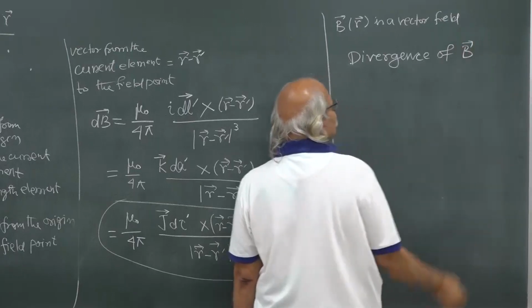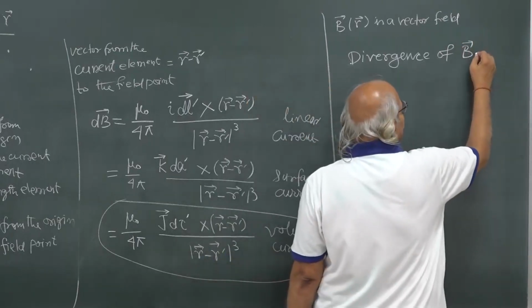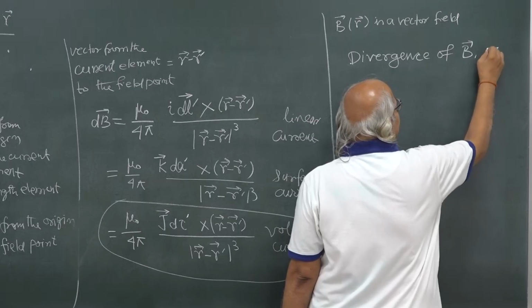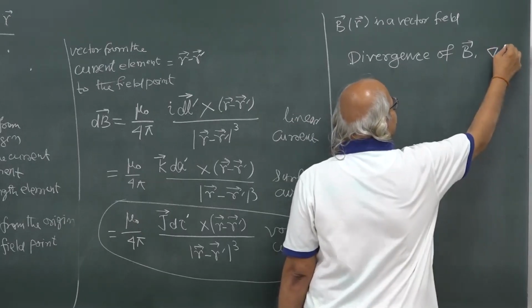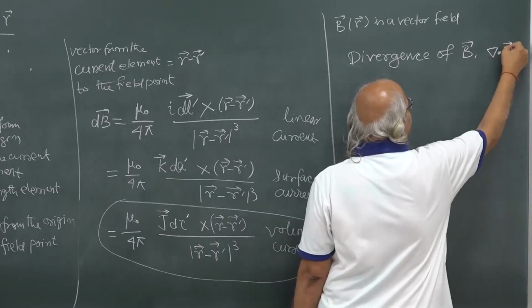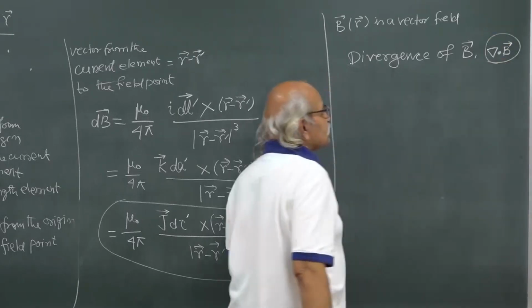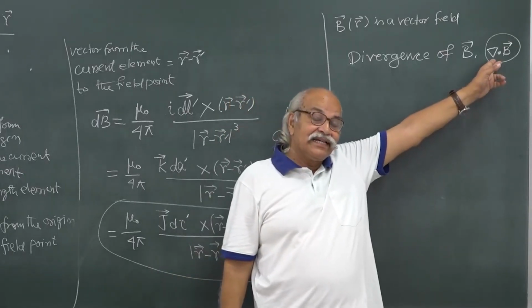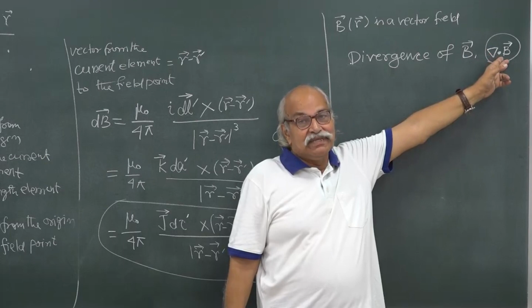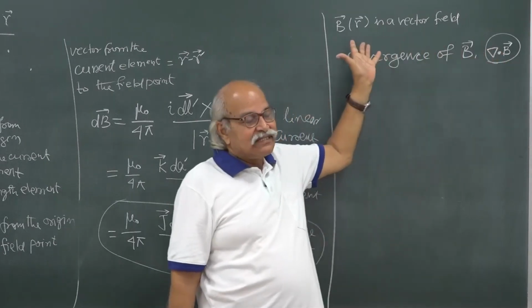What is this? What is the divergence of B? The symbol is this inverted triangle and then a big dot and then B. So, this is the symbol. If somewhere it is written like this, you will read it as divergence of B. And what is this divergence of B?